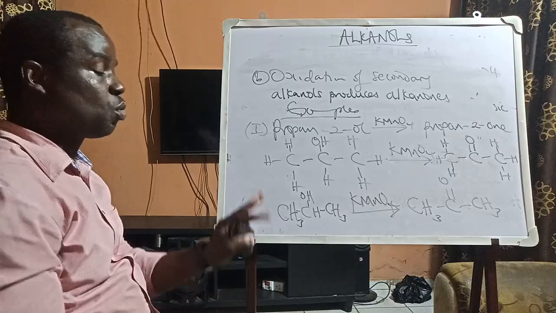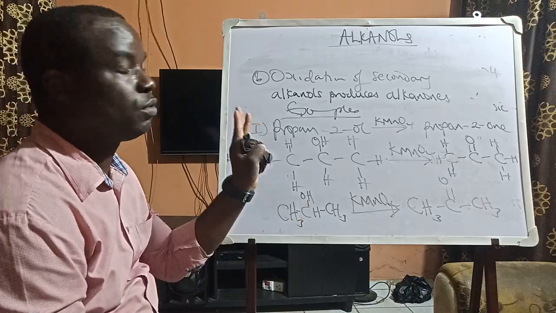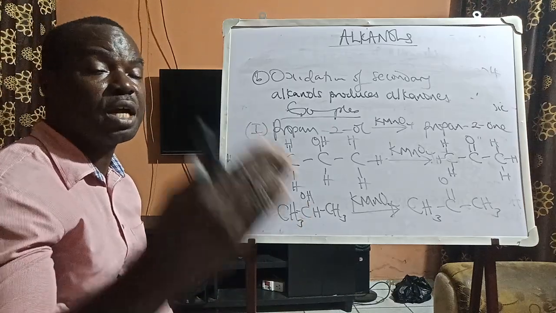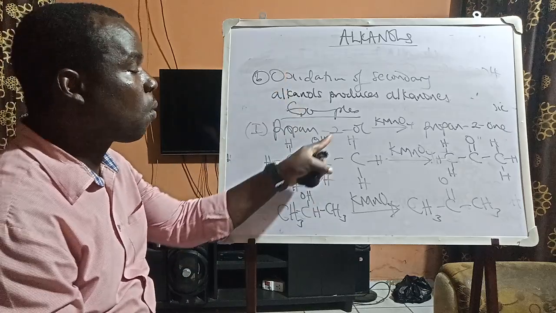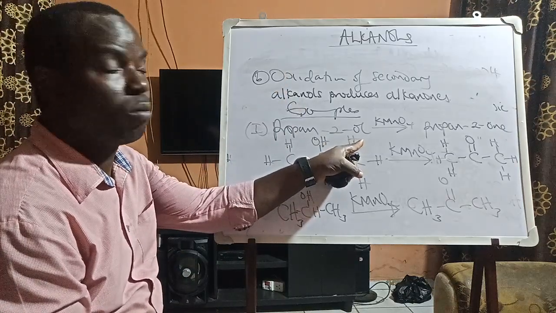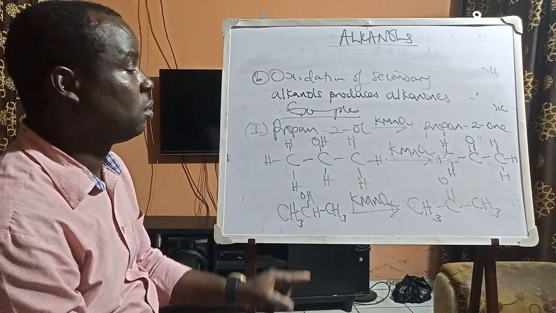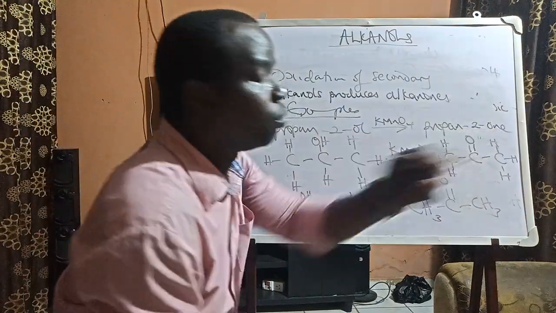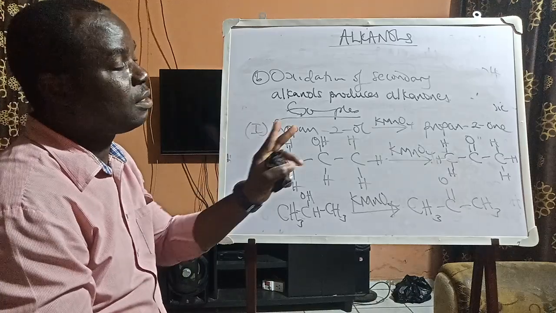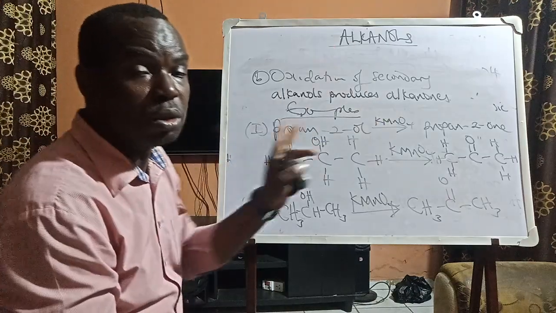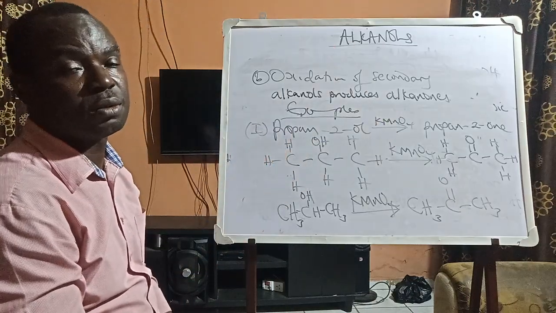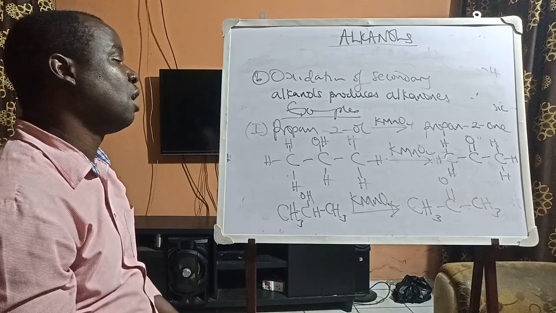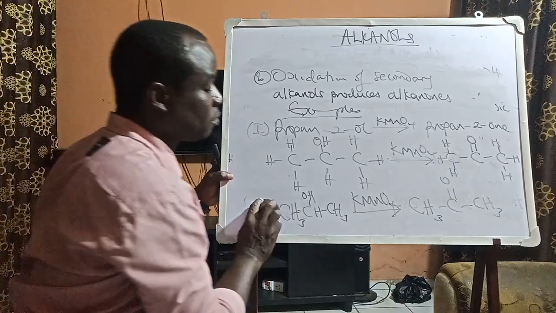Okay, so this is what we call oxidation of secondary alkanols. How do you know secondary alkanols? 2-ol, or more than 1-ol. Then every secondary alkanol will change to alkanone. That is 2-one. Take note of that. Okay. Then finally on oxidation.